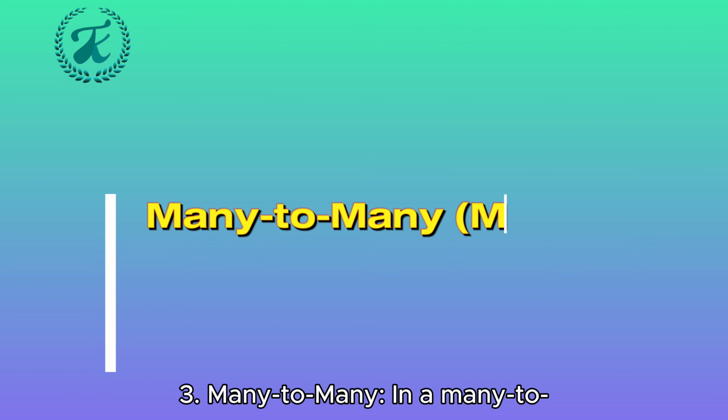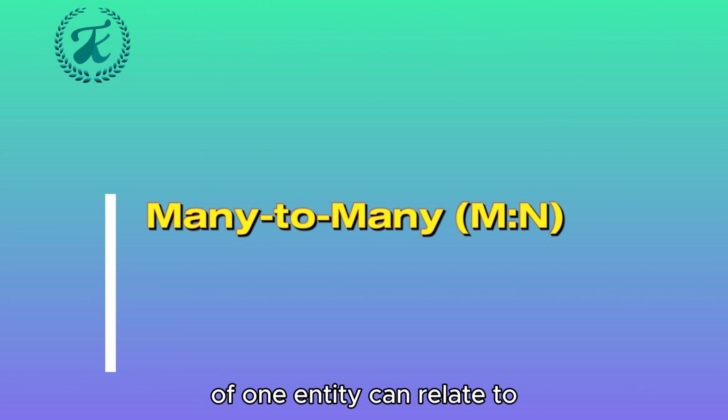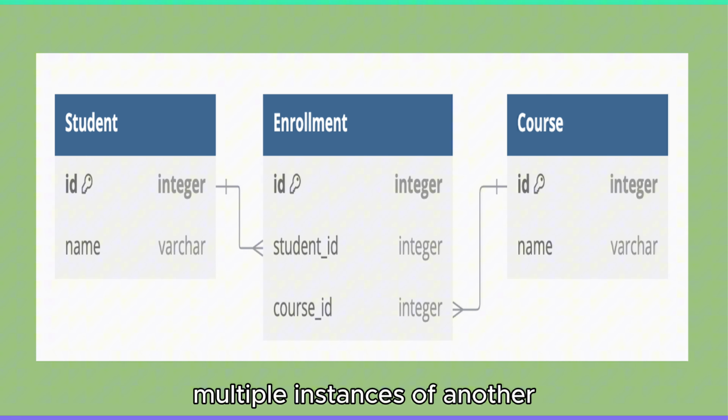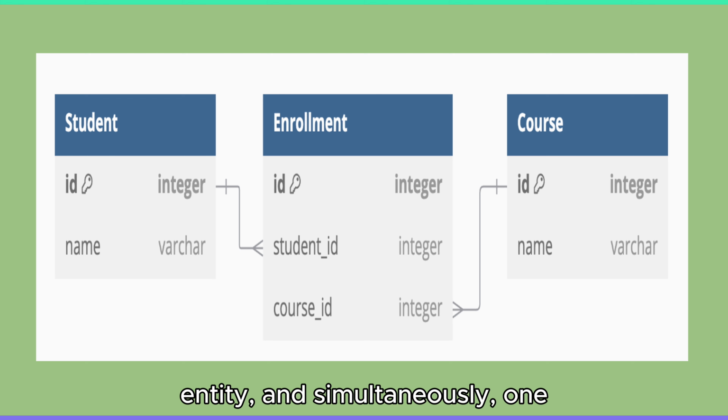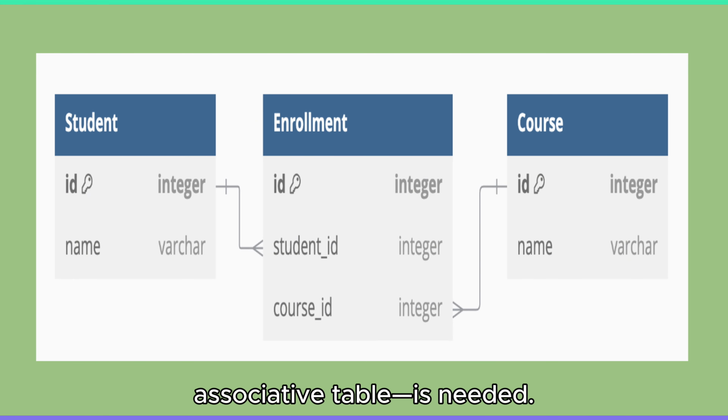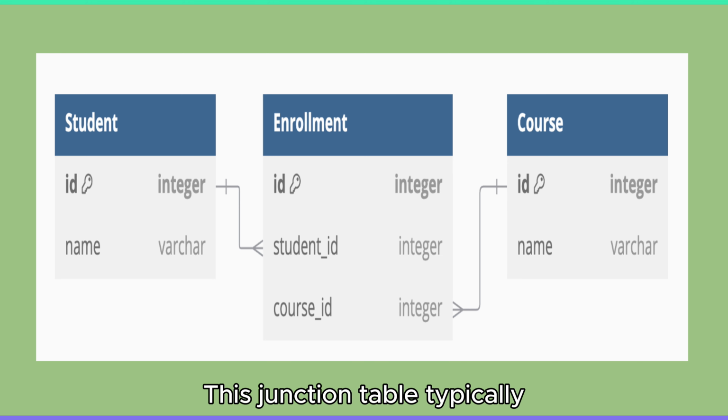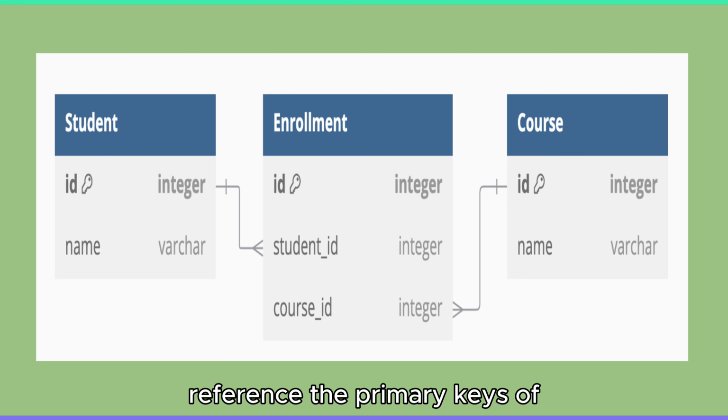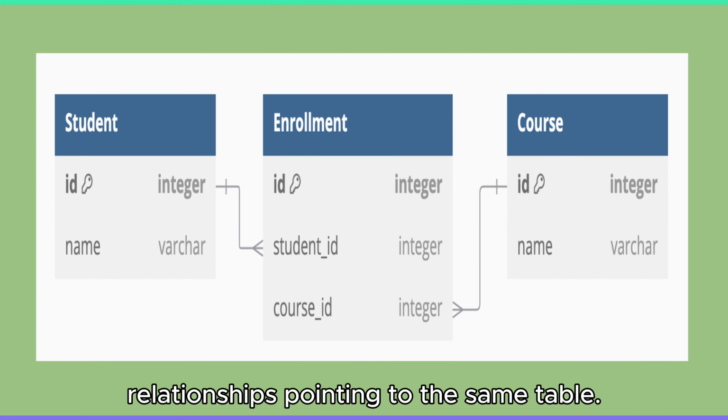3. Many-to-many. In a many-to-many relationship, one instance of one entity can relate to multiple instances of another entity, and simultaneously, one instance of that second entity can relate to multiple instances of the first entity. To represent this relationship, an additional table, often referred to as a junction or associative table, is needed. This junction table typically contains foreign keys that reference the primary keys of the two related entities, creating two one-to-many relationships pointing to the same table.